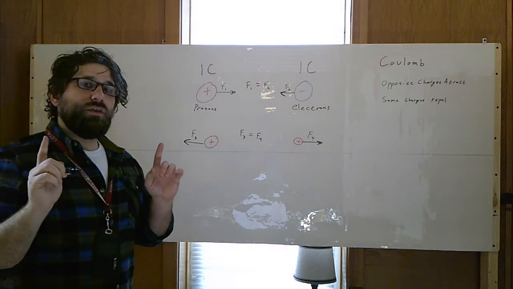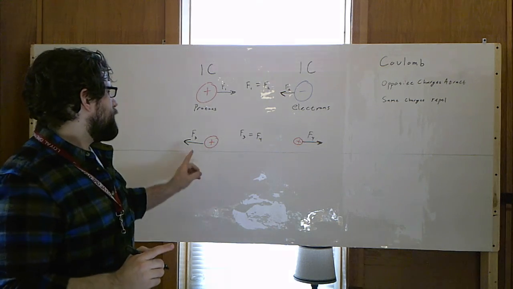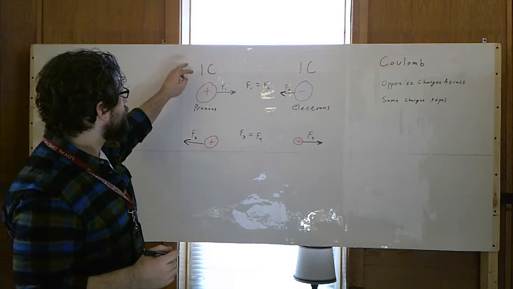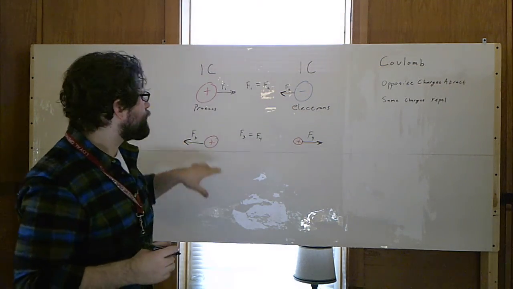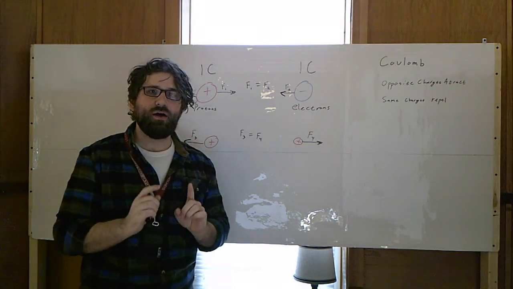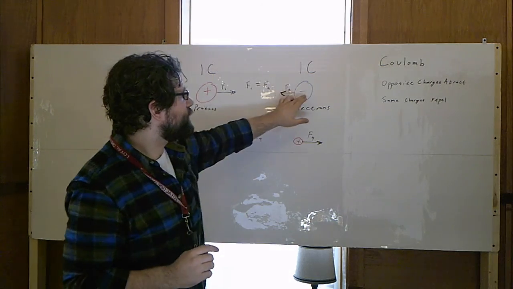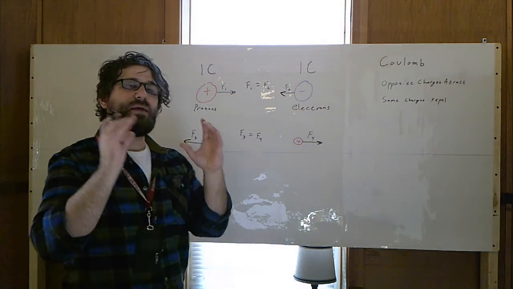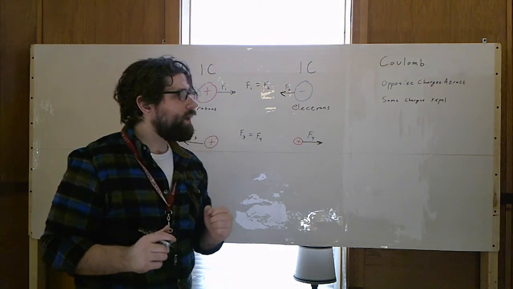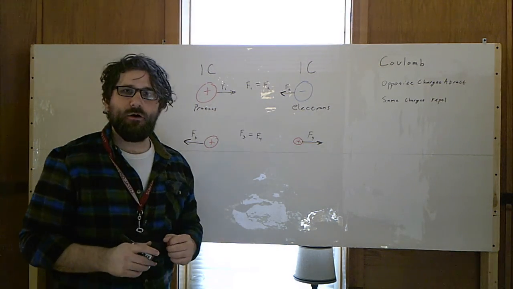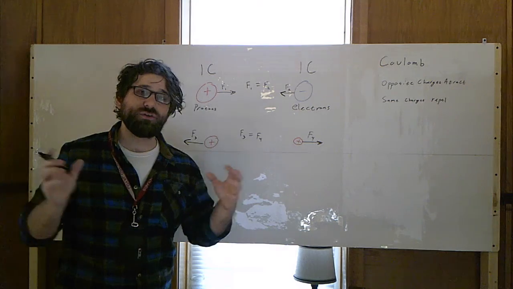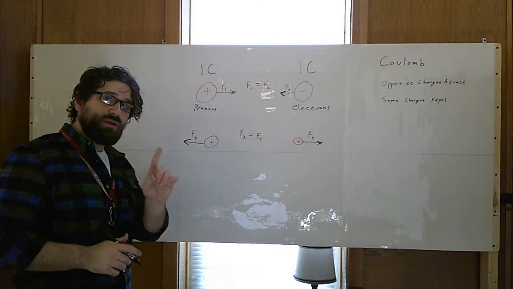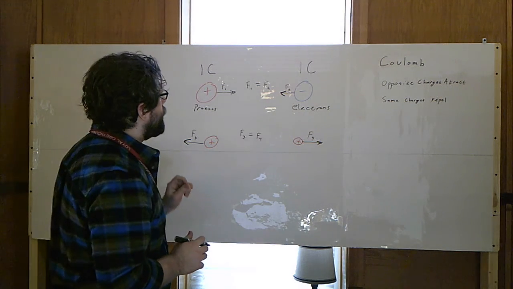Now, the only difference in these forces will be the direction, because we're saying all of these charges have 1 coulomb of charge. This one is positive, this one is negative, these two are both positive. So all of these forces will be the same magnitude. The only difference will be that they will either pull together or push apart. Okay, so that's going to be a thing that we'll need to keep an eye on.